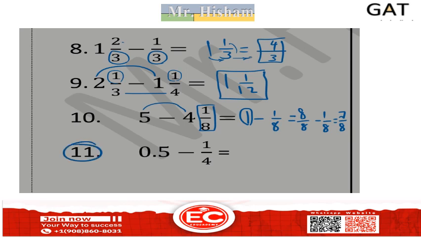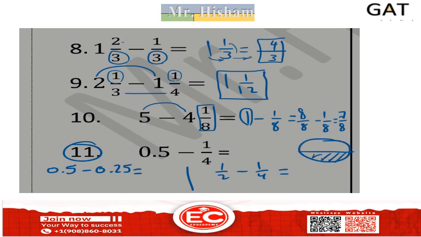Regarding question 11, you have one of two choices. You can write it as 0.5 minus 0.25 if you are good in decimal. You can write it as half minus 1 over 4. And half minus 1 over 4 is like half of a pizza minus a quarter of it. So the remainder is 1 over 4. Or 0.5, which can be written as 0.50, minus 0.25, which is equal to 0.25. So notice that 1 over 4 is the same as 0.25.